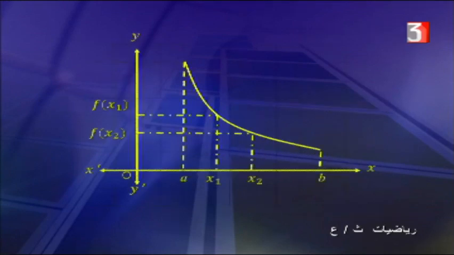If we draw the graph of this function from a to b, open interval a to b, and x2 is bigger than x1, then the value of f of x2 is smaller than the value of f of x1, then this function is a decreasing function on the open interval a and b.